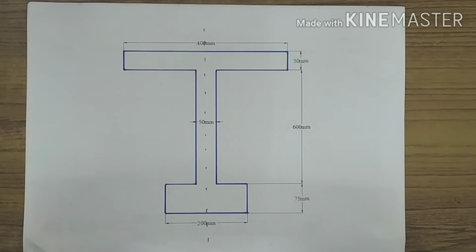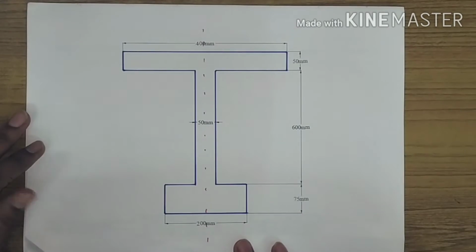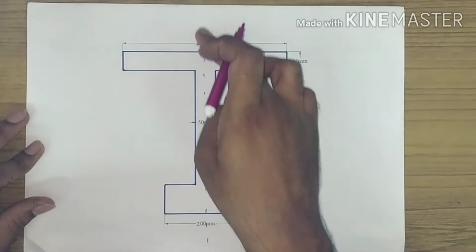Hello everyone. In today's lecture, we will learn how to determine the moment of inertia of any section. So in this question, they have asked us to determine the moment of inertia along the horizontal as well as vertical axis which is passing through the centroid of the section. Now if we see this diagram, this particular section is symmetrical about the y-axis.